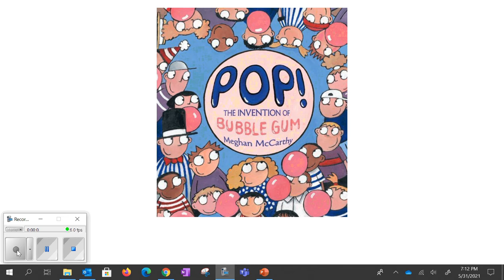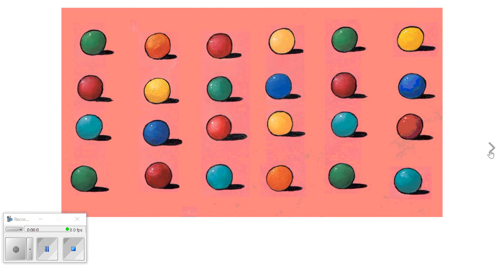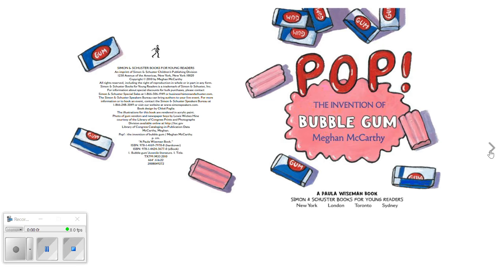The Invention of Bubble Gum by Meghan McCarthy. Pop! The Invention of Bubble Gum.